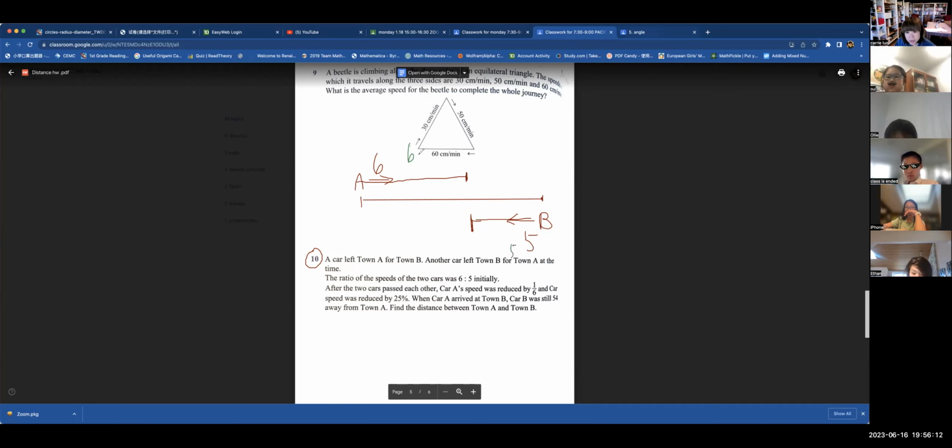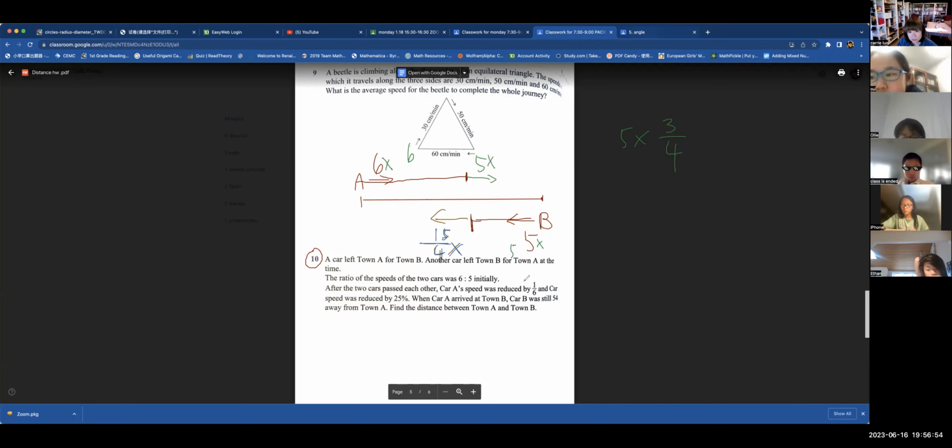Okay, car A's speed has been reduced by 1 over 6. So if we said before it was 6x and 5x, then by reducing it, the later speed will be 5x, right? And car B's speed was reduced by 25%. So before it's 5, and 5 reduced by 25% equals what? It's now only 3 over 4 left, right? Because 1 over 4 is dropped. So after that, car B's speed will be 15 over 4x. Do you understand, everybody?